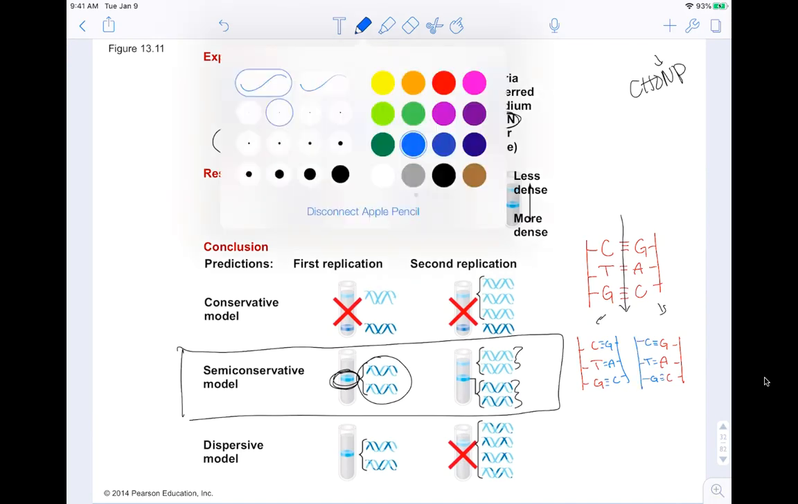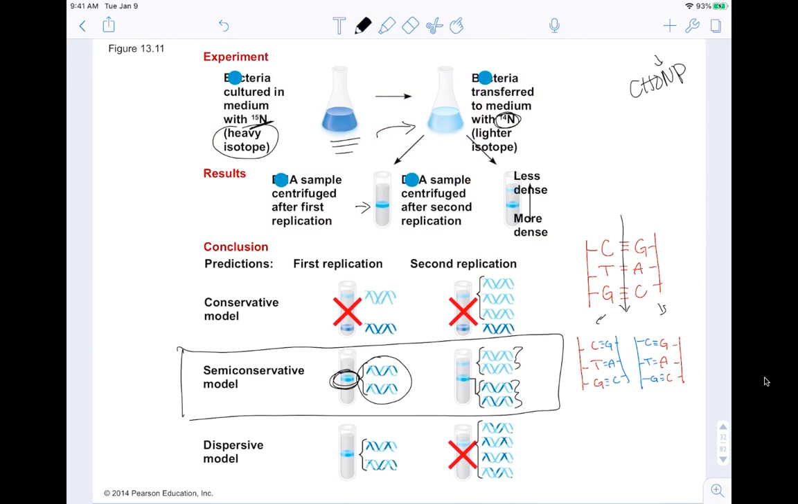Notice that now we have two new molecules of DNA. So we have replicated the DNA, and it's identical to the original, but they're also identical to each other. They're all exactly the same.